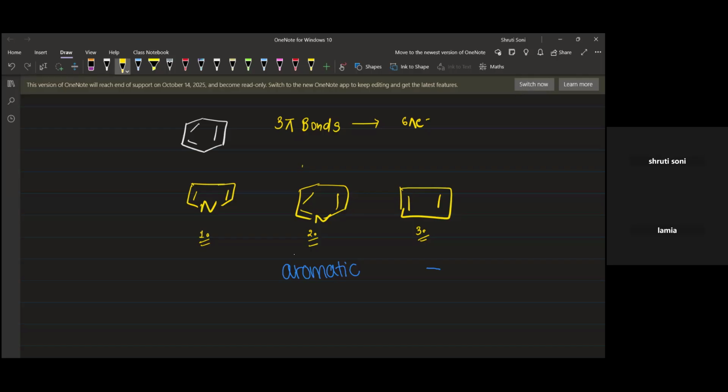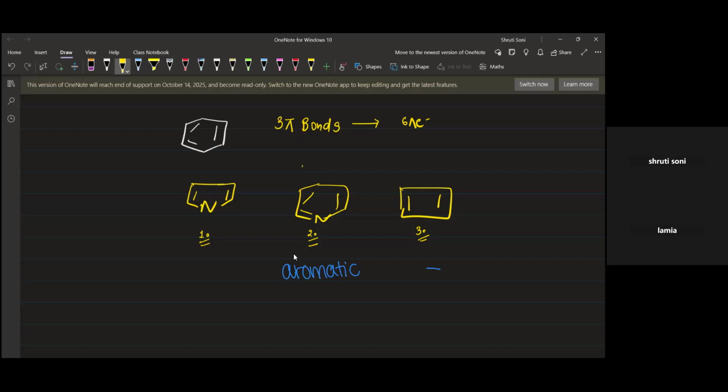Huckel's rule. Okay, so what is Huckel's rule? I think it's the number of pi electrons, right? So the pi electrons need to be either 2, 6, 10, or 14. Yes. Okay, so let's see this one.